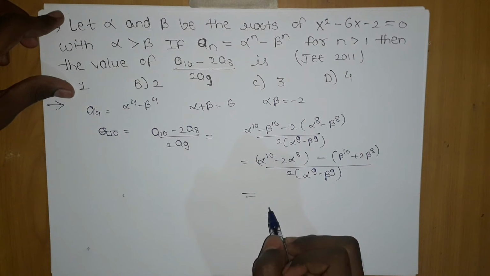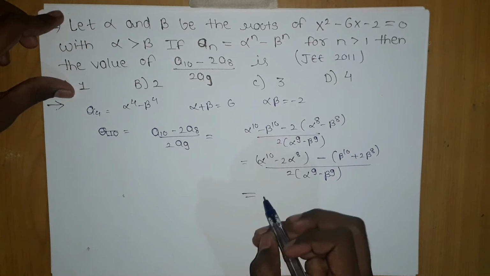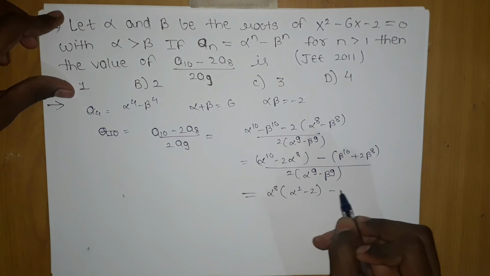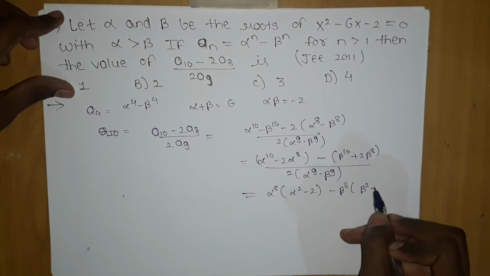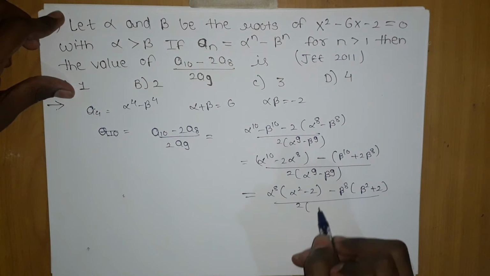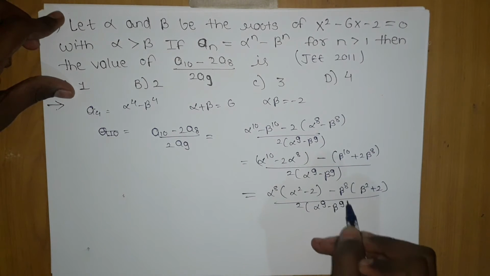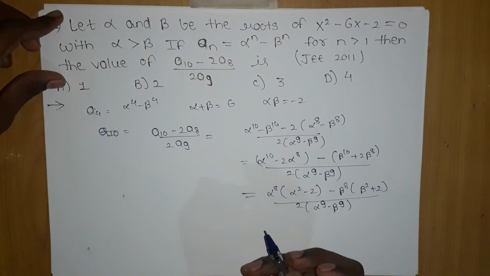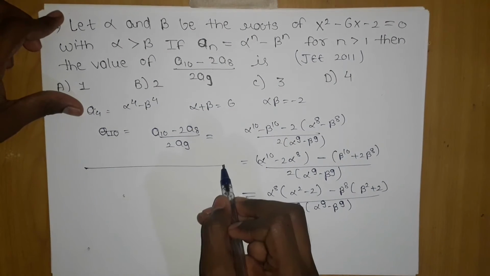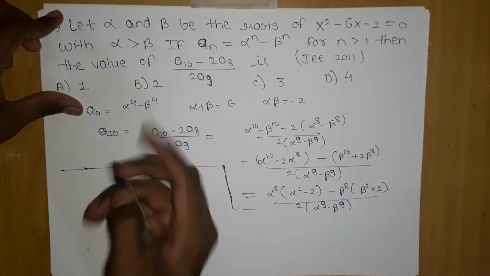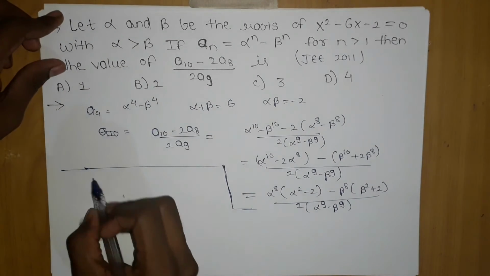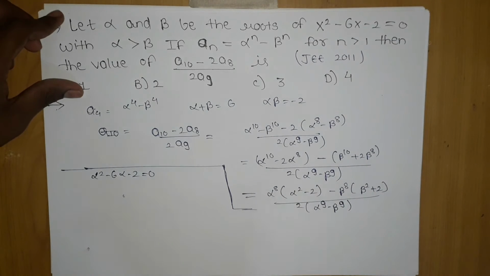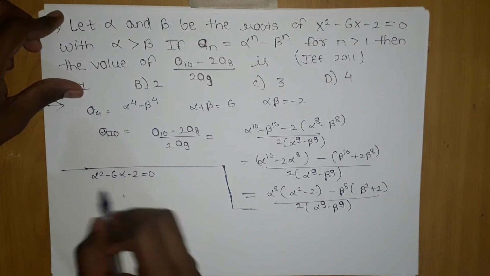Moving on further, if I take alpha to the power 8 common here, what do I get? Alpha to the power 8 into alpha square minus 2, minus beta to the power 8 into beta square minus 2, the whole upon 2 into alpha to the power 9 minus beta to the power 9. Now here comes the best part of this question, which is a basic thing we ignore. Let's see. Since alpha and beta are the roots, I can put alpha and beta in the equation. If I put alpha here, I get alpha square minus 6 alpha minus 2 equal to 0, because we want to get rid of this value, alpha square minus 2.